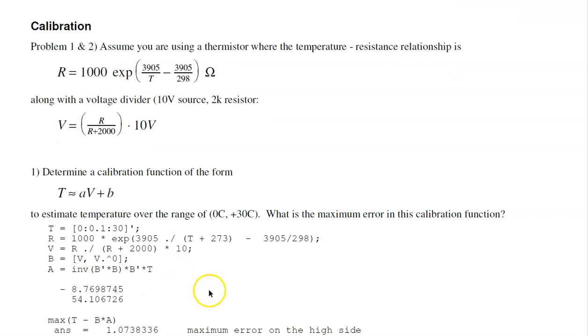The first problem is I've got a thermistor. This is similar to the ones up in room 211. It has a resistance that varies with temperature. I'd like to take that thermistor and convert it to a voltage using a voltage divider with a 2K resistor. Now, given the voltage, determine the temperature based upon voltage measurements. Again, the idea is I can measure voltage with a voltmeter. From that, deduce what the temperature is.